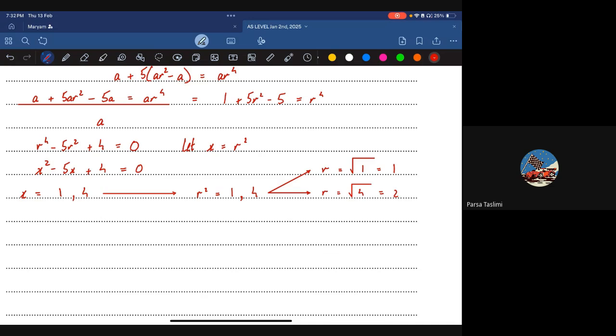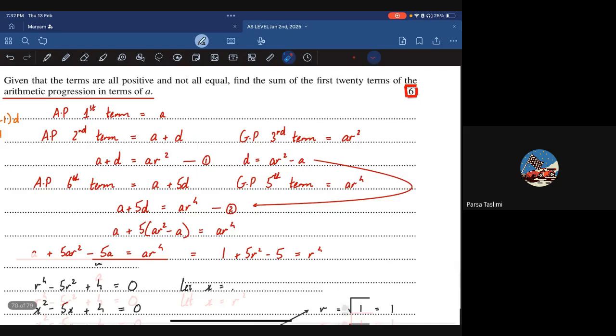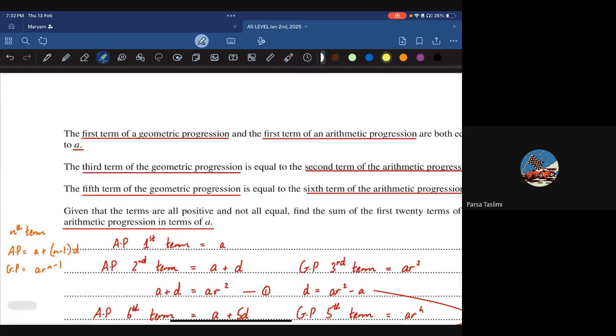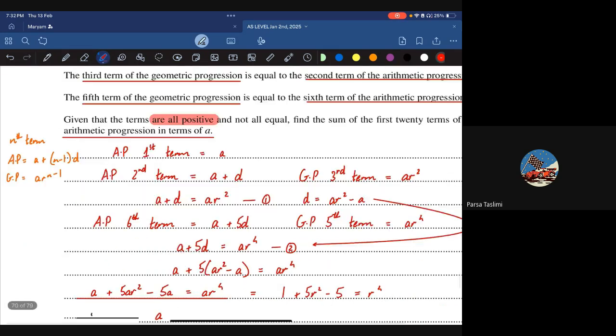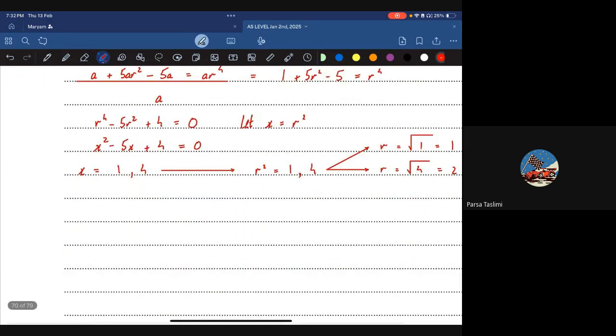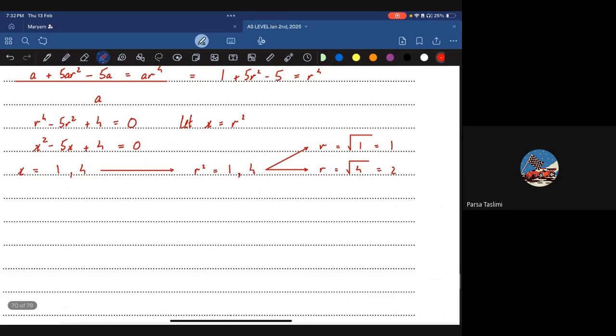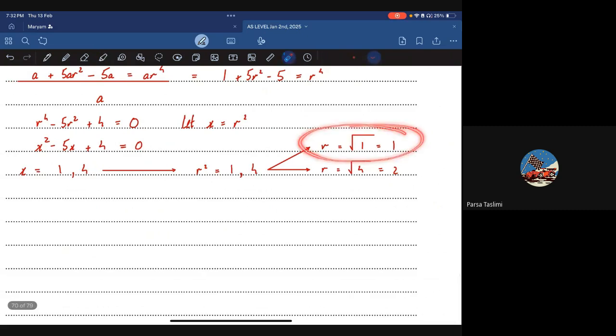Why am I not considering plus minus over here? It is because of this little guy, given that the terms are all positive. So positive numbers are going to be taken. Now, Parsa, among all of these, which one should I use? Now I'm getting two values for the common ratio. Which one should I use?